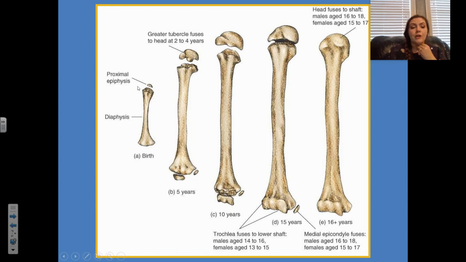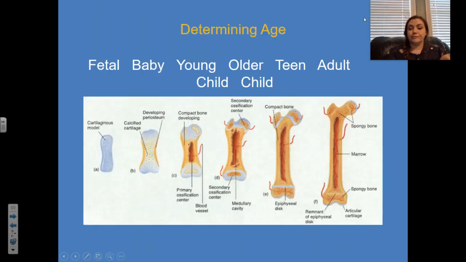Here's just a bigger picture of at birth. This is our long femur bone. At 5 years, all these things are disconnected completely and just full of cartilage, so it can keep really growing. 10 years, still having plenty of room to grow. Starting to be fused by 15, and definitely by 18, fully fused. Fetal baby, young, older, teen, adult.